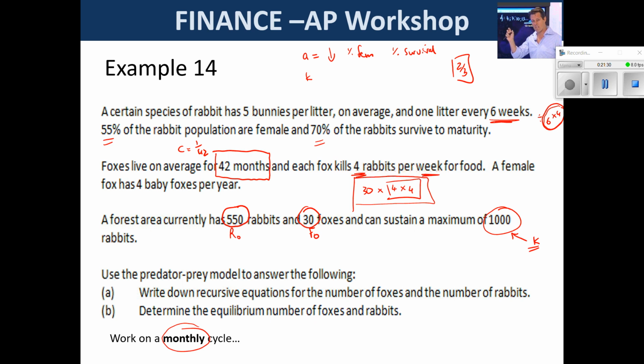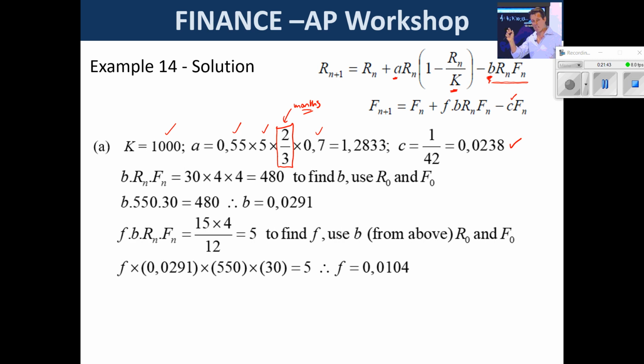first cycle. The reason why we can only work in the first cycle is because the populations are going to start changing after the first cycle. So everything is always based on our initial values, which is quite important. So we go here and I say, this 30 times 4 times 4 tells me how many deaths there are in the first cycle. And then I use the initial populations. So there were 550 rabbits and 30 foxes, and this is the number of deaths, and then I just go and solve for the B. And that there is now the parameter for B, which tells me this particular unknown. I'm now going to use this unknown over here to help me go and find this F.